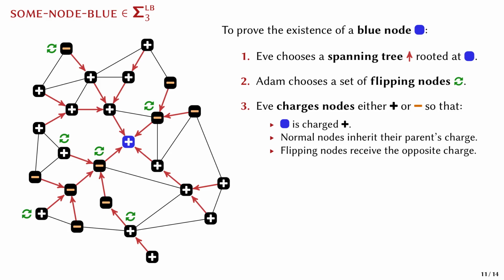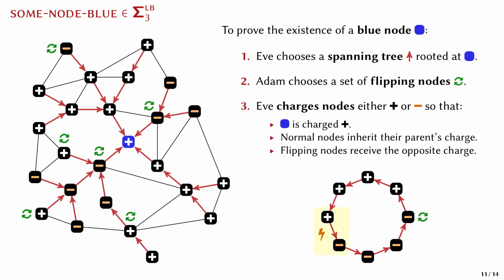Conversely, suppose there is no blue node in the graph. Then Eve can try to cheat by providing a fake spanning tree that contains a cycle. But now Adam has a very simple winning strategy. He just chooses a single flipping node on the cycle. And no matter how Eve responds to that, she can never satisfy all the requirements. There will always be a pair of nodes on the cycle that detect an inconsistency, like here. And so Eve loses the game.